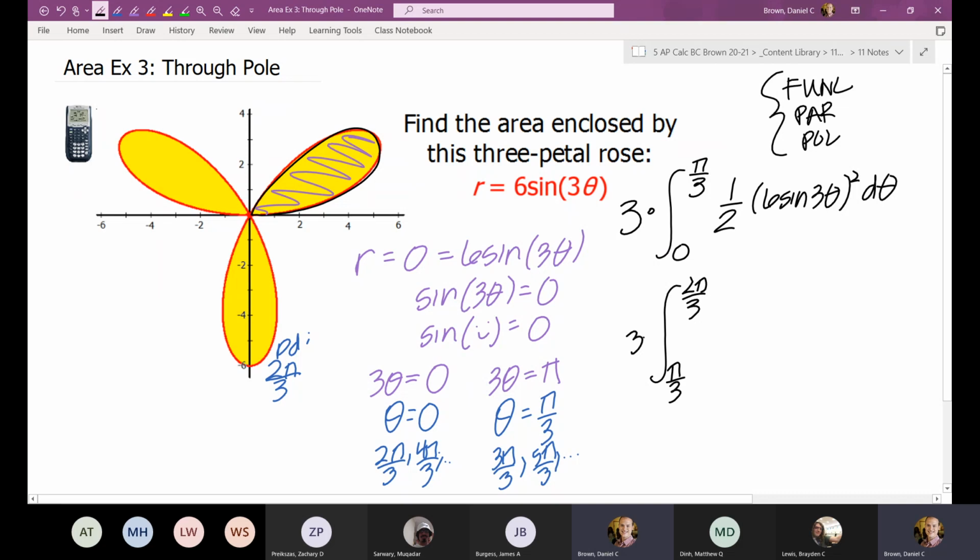So for mine, I have 3 times math 9, and this is from 0 to pi over 3. And I have 1/2 of r squared, 6 sine of 3. Mine's in function mode, so I typed in 3x. Don't forget the squared, and dx. Of course, the calculator doesn't know what it should be in. And the area we should get, I get 28.27.